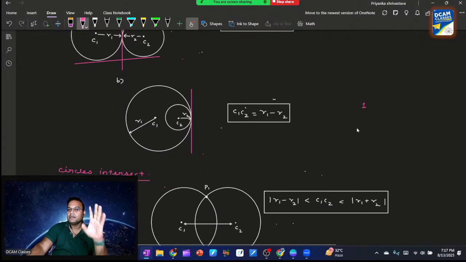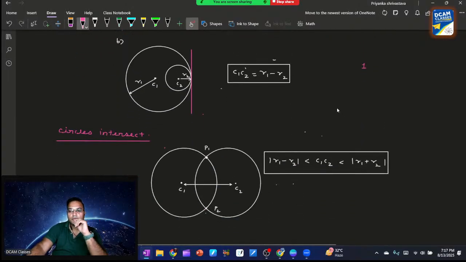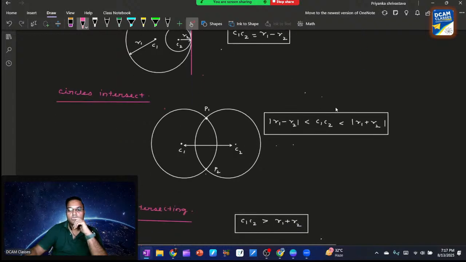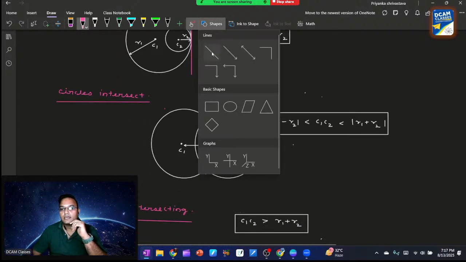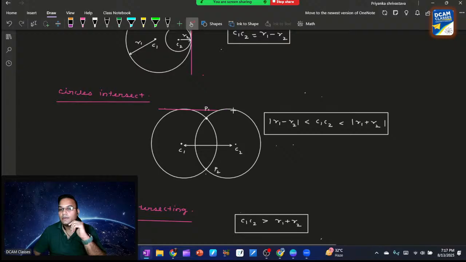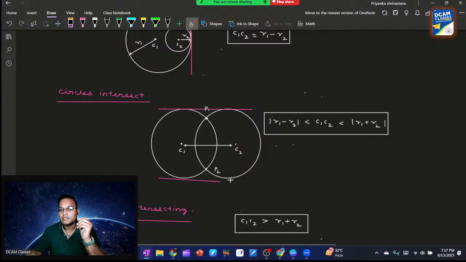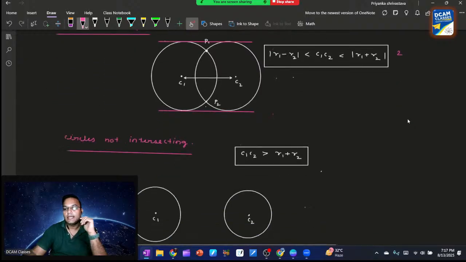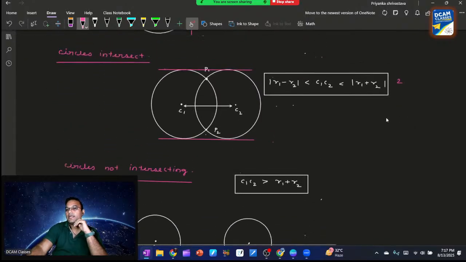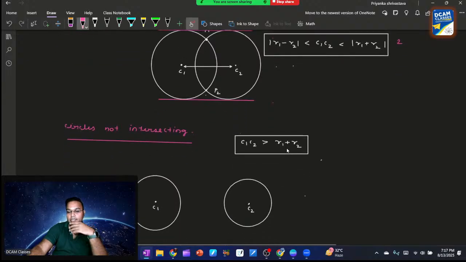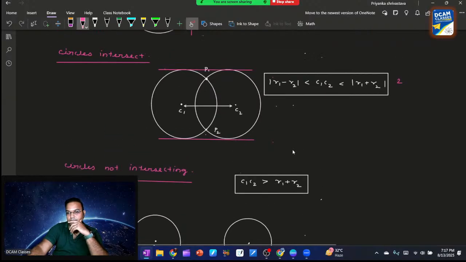Easy, na? Everyone, you are able to follow? Easy things. When they are intersecting, you will be able to draw only two tangents here. They may not be parallel because I have taken the size of both the circles almost the same, but there will be two tangents only. In this case, when they are not intersecting, you can have four tangents. When they are inside each other, no tangents.